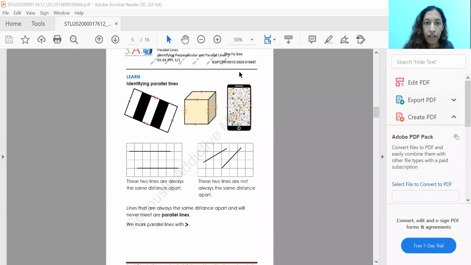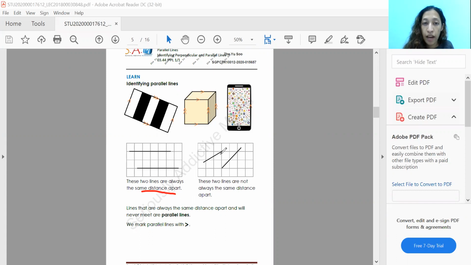Now we move on to parallel lines. What are parallel lines? Lines that are always the same distance apart, but they will never meet. So they will never meet, but they are the same distance apart. For example, this one and this one, the two lines are always the same distance apart. This is parallel.